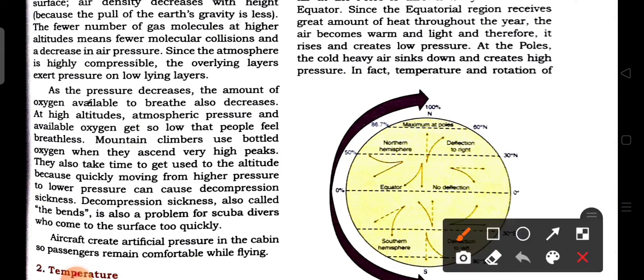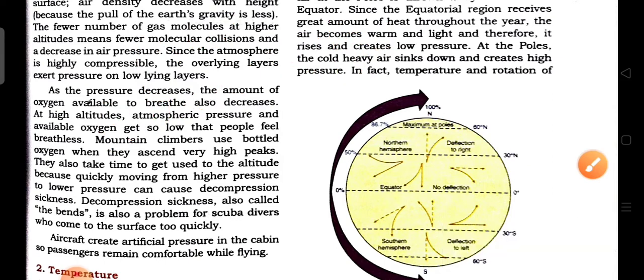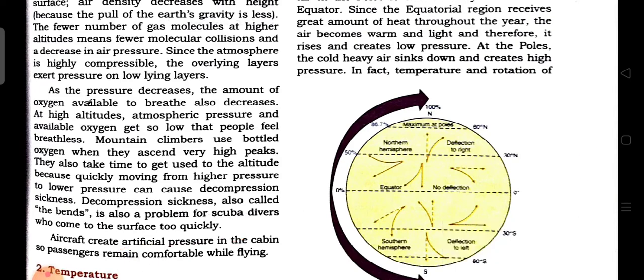The aircraft create artificial pressure in the cabin so the passengers remain comfortable while flying. As the aircraft goes to higher altitudes, there is low pressure. So how do we stay suitable in that high altitude, because there is low pressure? That is why the aircraft create artificial pressure in the cabin for the comfort of the passengers while flying.